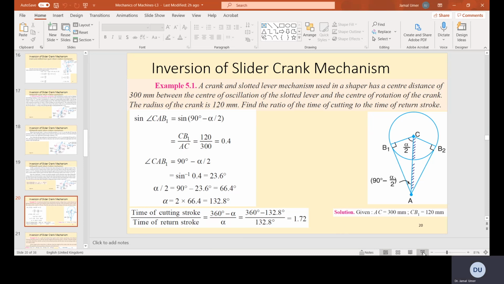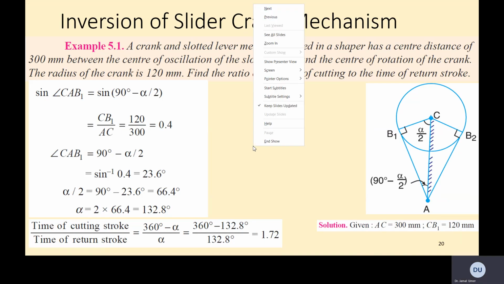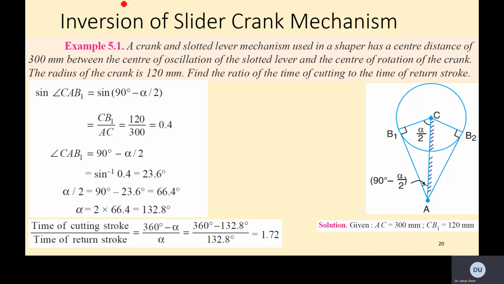Yeah, so during this example, what it says: a crank and a slotted lever mechanism used in a shaper machine. The shaper machine is one you require to cut the material. It has a center distance of 300 millimeter.